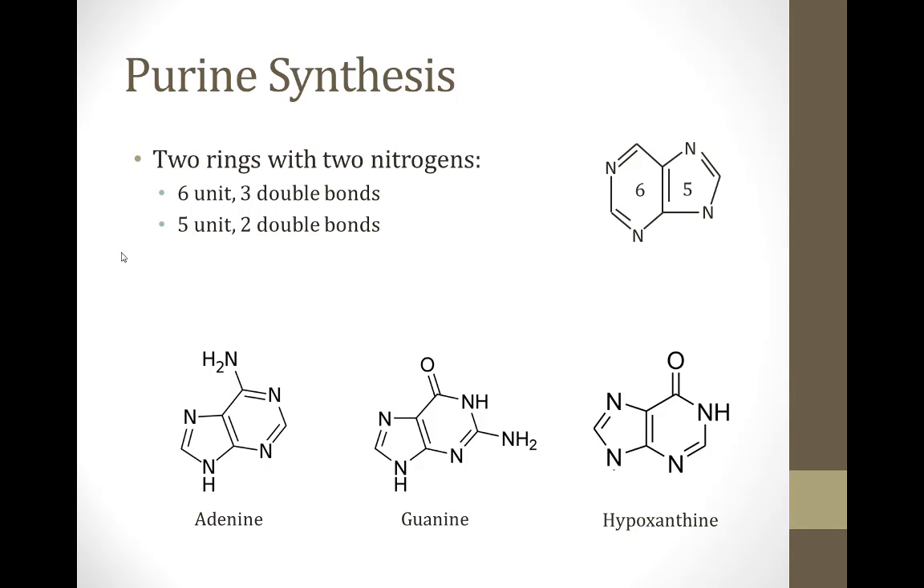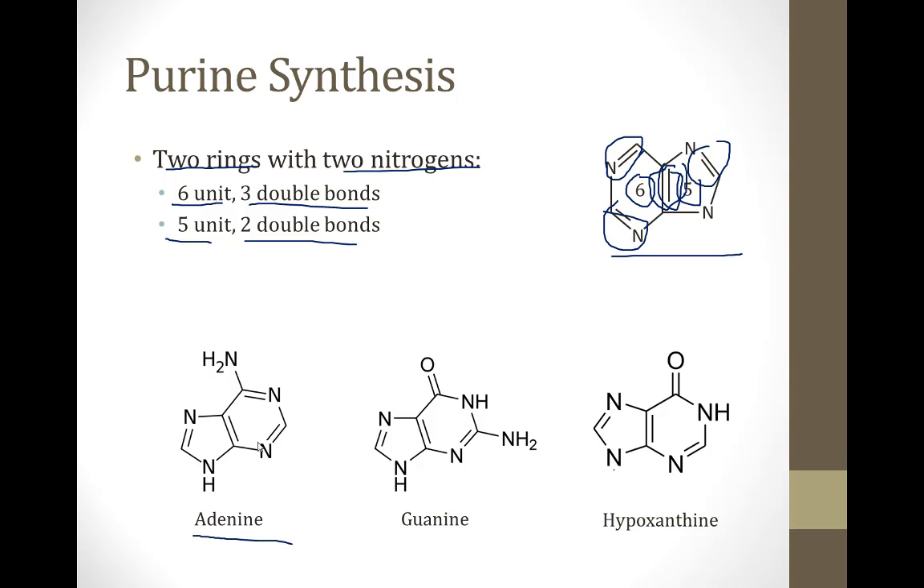So let's pause for a minute and talk about the chemical structure of the purine bases. All of the purine bases have two rings with two nitrogen groups in each ring. One of the rings is 6 units in size with 3 double bonds. The other ring is 5 units in size with 2 double bonds. Over here on the right is the structure of a typical purine ring. This one has 6 units for its structure, and this one has 5. And you can see that the 5-unit ring has 2 double bonds, which I'm circling here. And the 6-unit ring has 3 double bonds, the same one from the 5-unit ring, and also 2 more right here and right here. And all 3 of the purine bases have this structure.